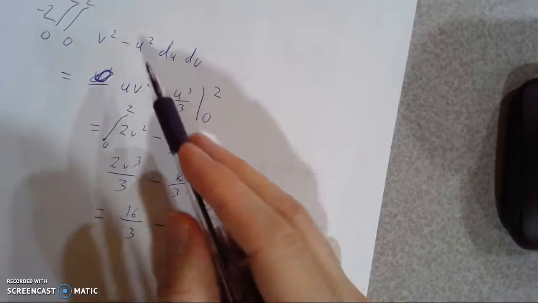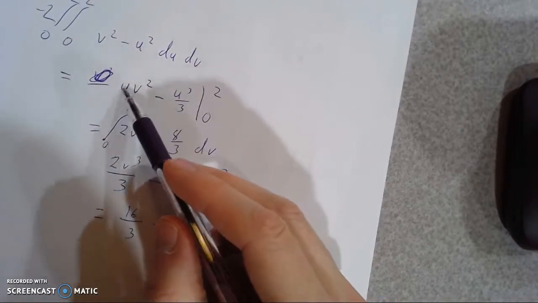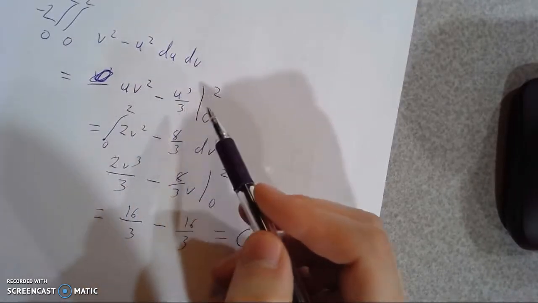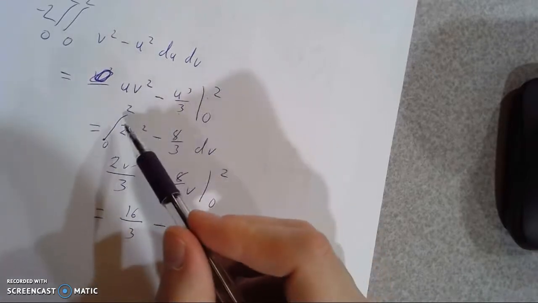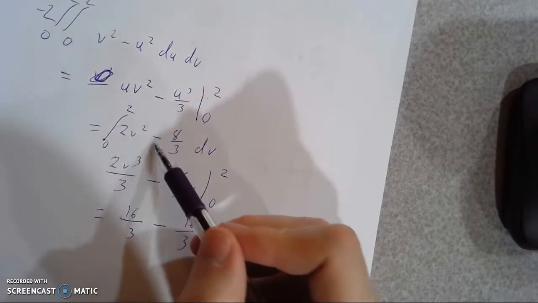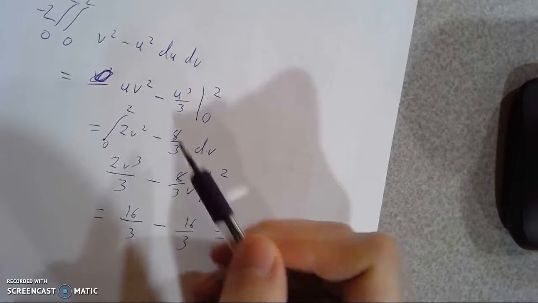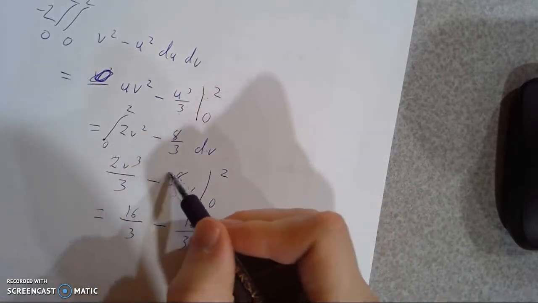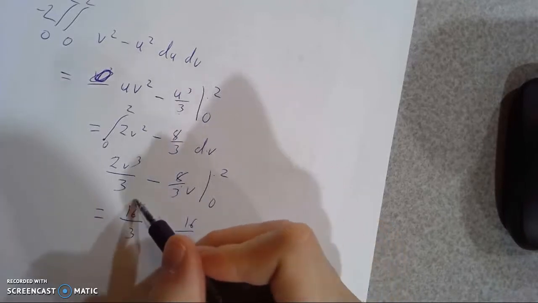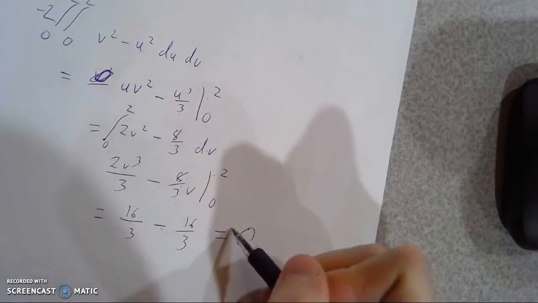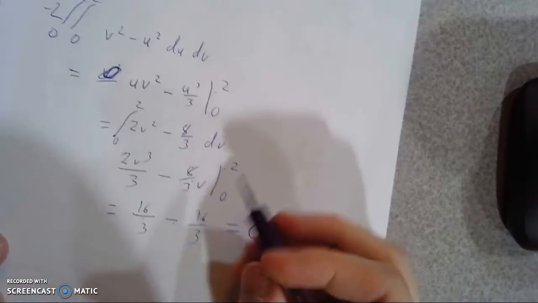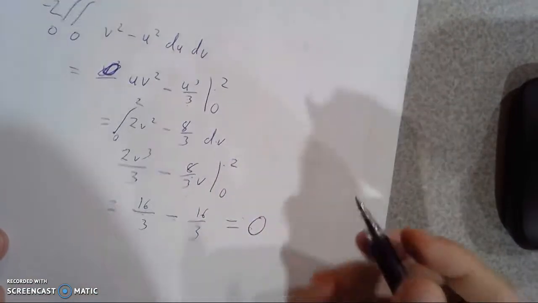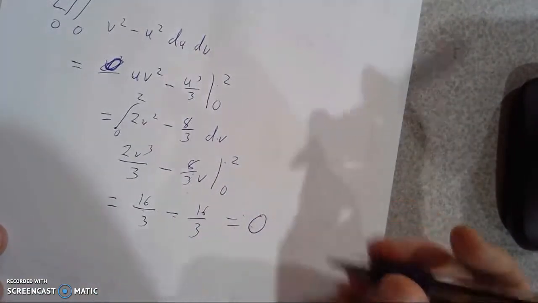It doesn't end up mattering on this one because this integral, when you work it out step by step, integrating with respect to u, you get uv squared minus u cubed over 3. Plug in the 2, you end up with 2v squared minus 8/3 dv. Integrate again, you get 2v cubed over 3 minus 8/3 v. Plug in the 2, you get 16/3 minus 16/3, which is 0. And then yes, we're supposed to do -2 times that, but it's 0, so it doesn't really matter.